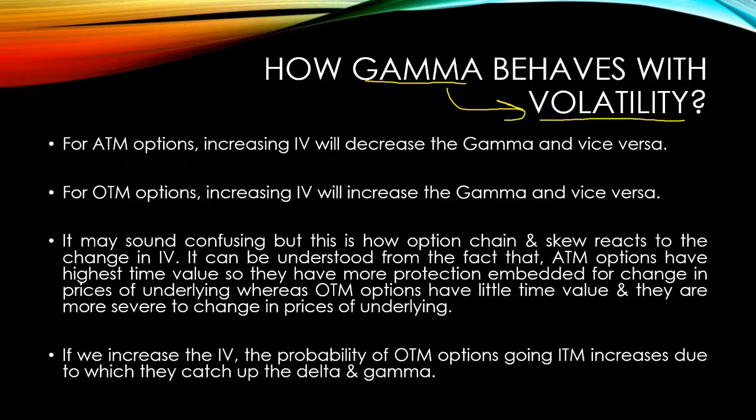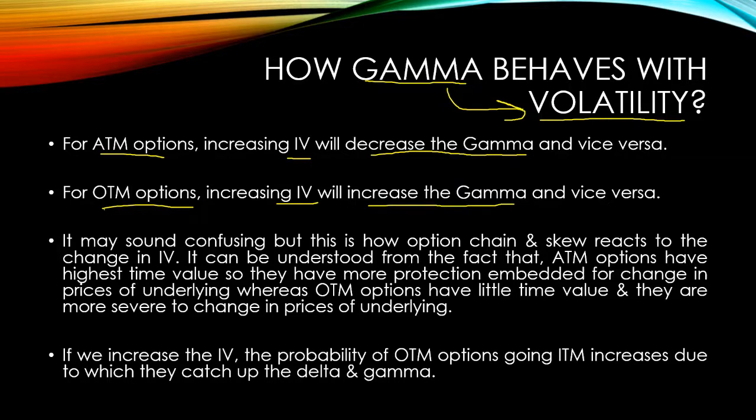For at the money options, increasing the IV will decrease the gamma. Okay. And for out of the money options, increasing IV will increase the gamma. I know that this might sound confusing, but it is factual. What I am telling you here is factual and it is proved through the option chain. For at the money options, increasing IV will decrease the gamma. For out of the money options, increasing IV will increase the gamma.